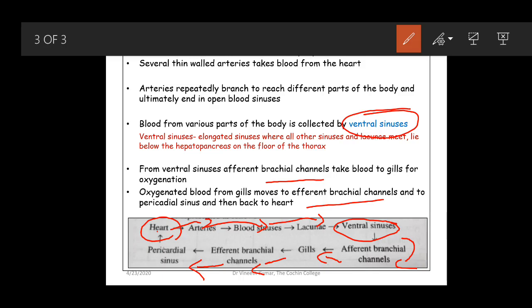So this is regarding the circulatory system in Penaeus. So we have seen the structure of the circulatory system, as well as how the circulatory system functions.